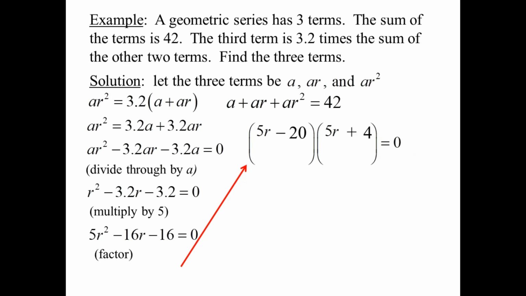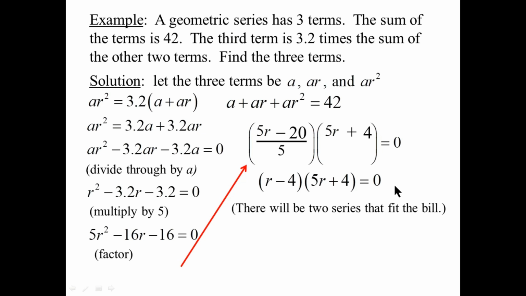And now we divide off what we can, and we can divide this side by 5. So we can draw a line under there and divide off 5. And when we do so, we have it successfully factored. You can check the factoring by multiplying this out. 5r squared looks good. Plus 4r minus 20r is the minus 16r. And on the end, minus 16. So this is correct. So we've found 2. There'll be 2 series that fit the bill. When r equals 4, and when r equals negative 4/5.